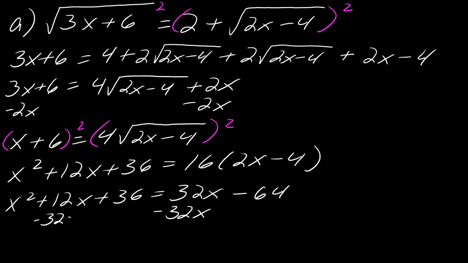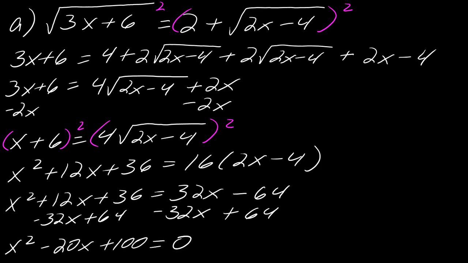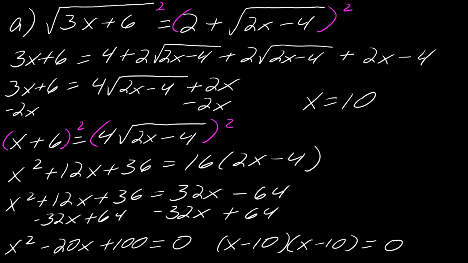So I want to subtract off the 32x and add the 64. Let's see, what do I actually have now? Now I have x squared minus 20x plus 100 equals 0. So how does that factor? Finally, this is x minus 10 times x minus 10. So I actually just have one solution here. I'm running out of room, but I'll write this. My solution here would be x equals 10.